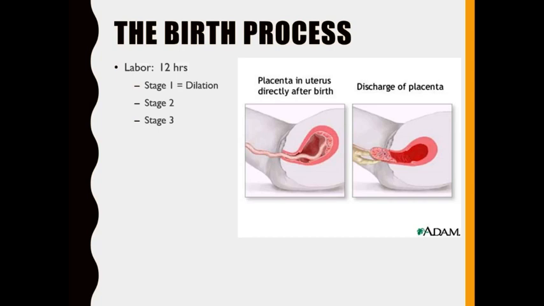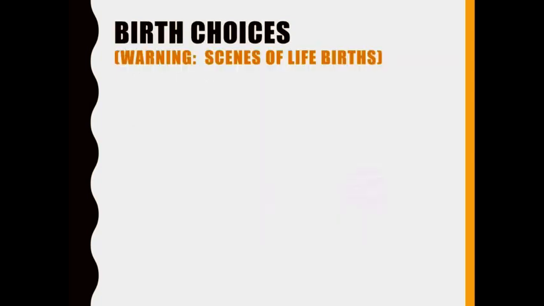So stage 1 is the dilation process. Stage 2 is the delivery of the baby. And stage 3 is the delivery of the placenta.